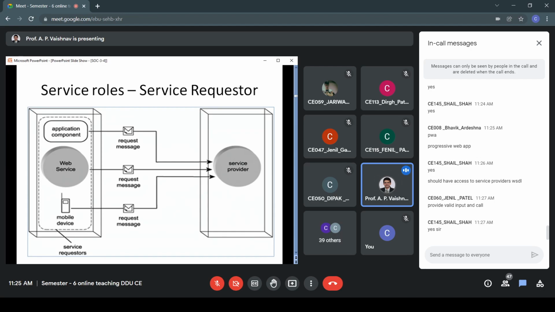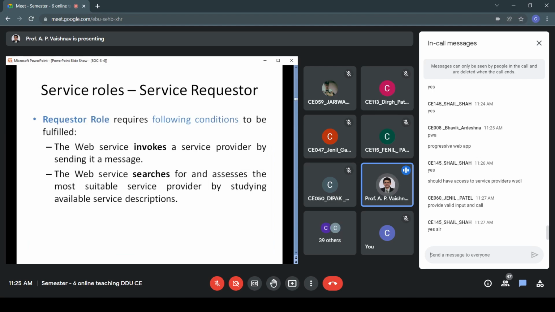Right? Let us see that in theory. So requester has to follow these following conditions. The first is web service invokes the provider by sending a message. So you should be having the capability to send a SOAP message, right? The second is web service searches for and assesses the most suitable provider. So you should have search capability, as well as the capability to go through available descriptions and find out the best one, right? And so on. So that is known as a service requester role.